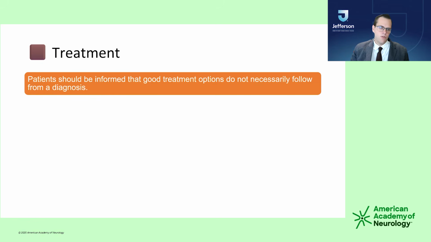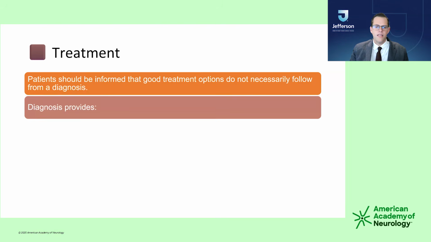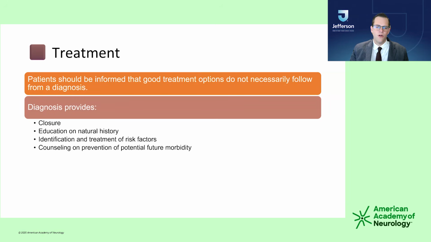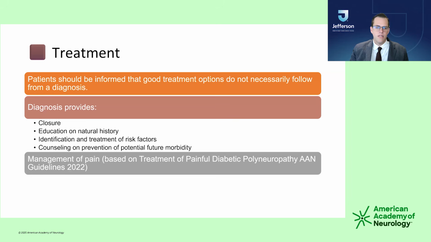Treatment-wise, for axonal polyneuropathies, patients should be informed that good treatment options do not necessarily follow from a diagnosis. Diagnosis provides the patient closure, education on the natural history of the disease, identification and treatment of risk factors, and counseling on prevention of potential future morbidity.